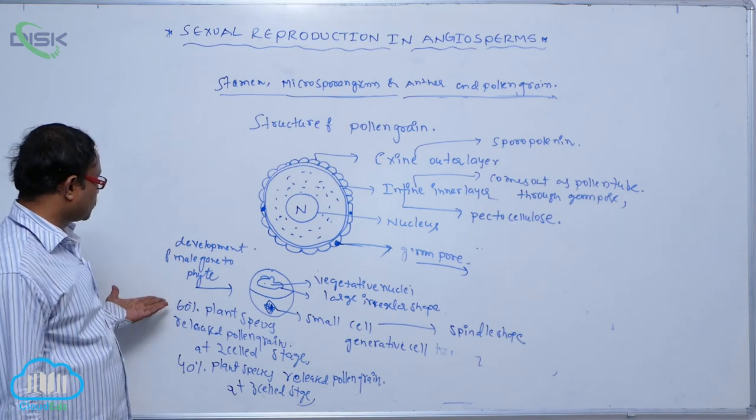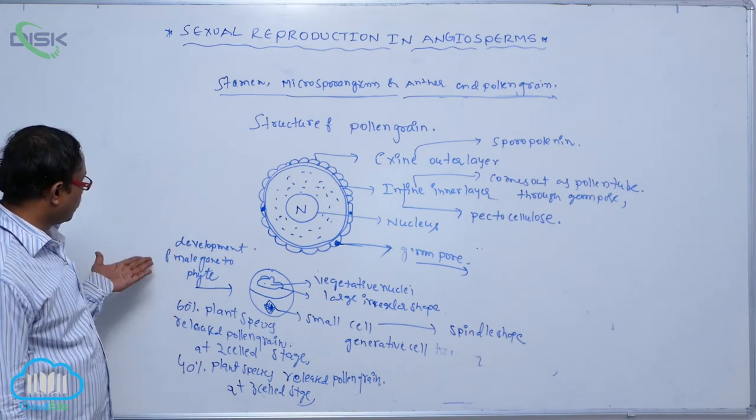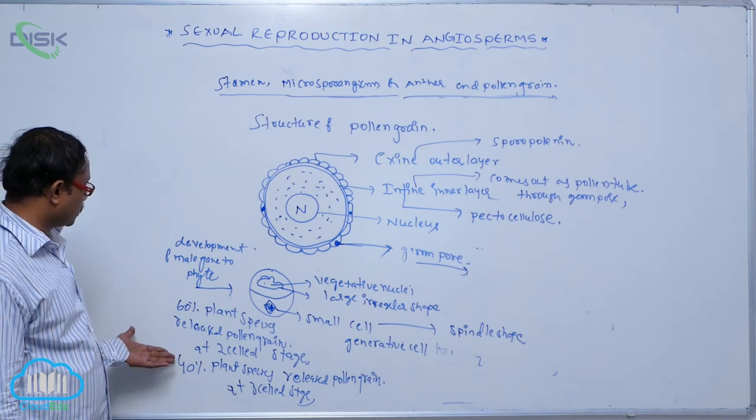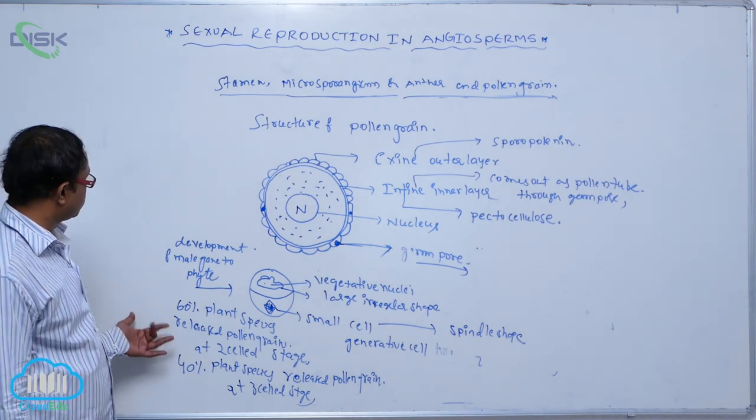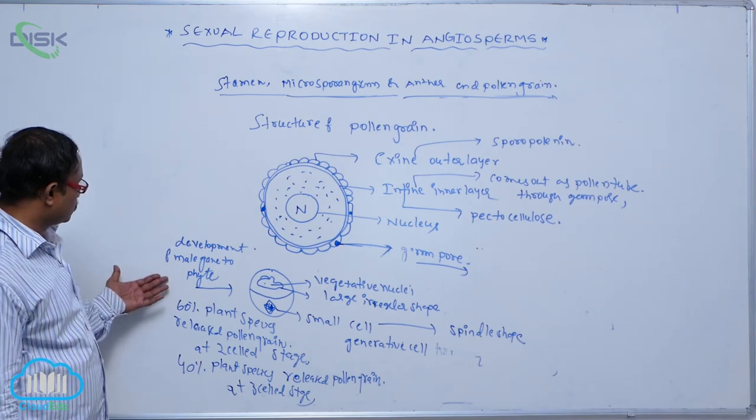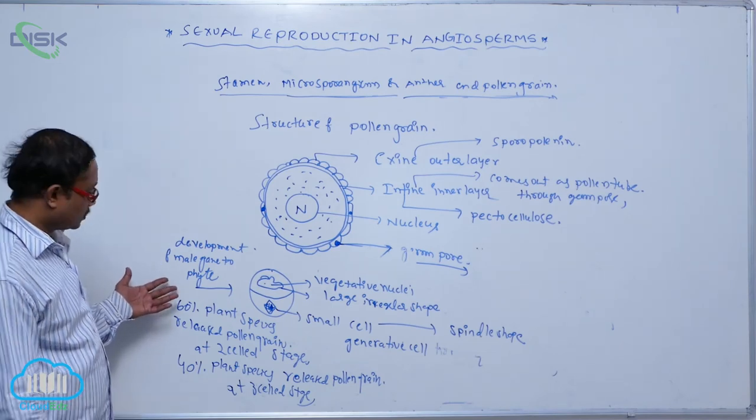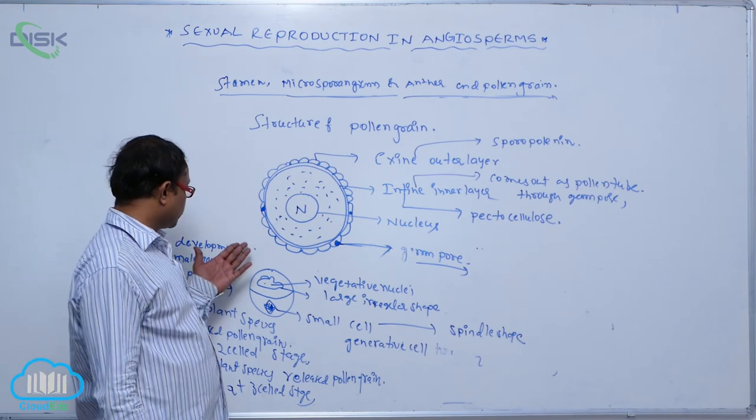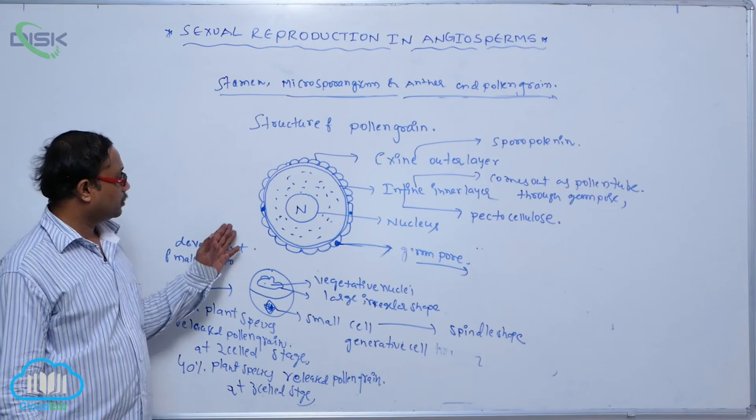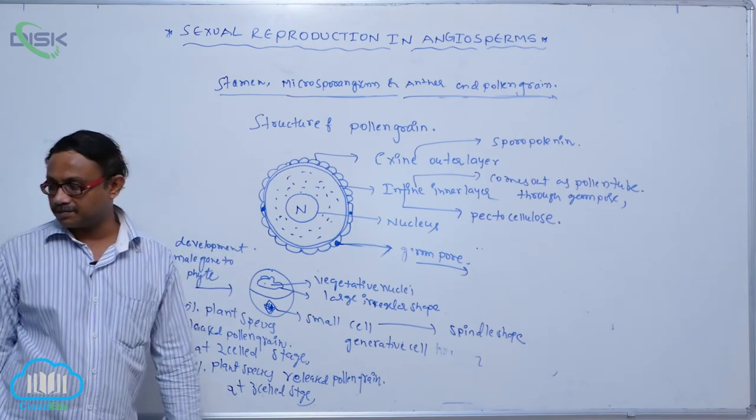So these three cells are formed before pollination in some angiosperms, about 40% of species. In most angiosperms, pollen grains are released at the two-celled stage. So that is the important point for the objective.